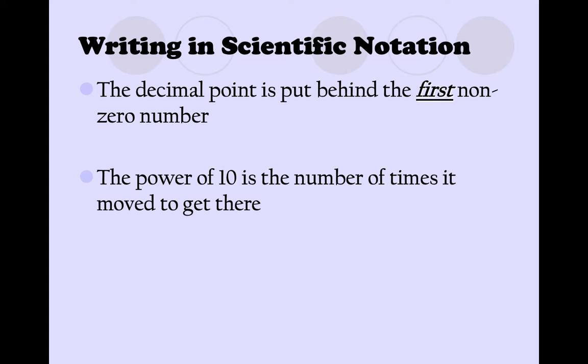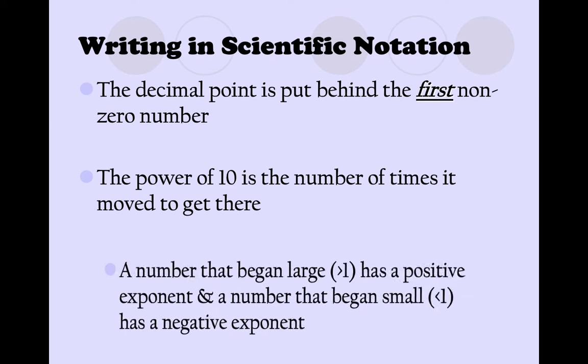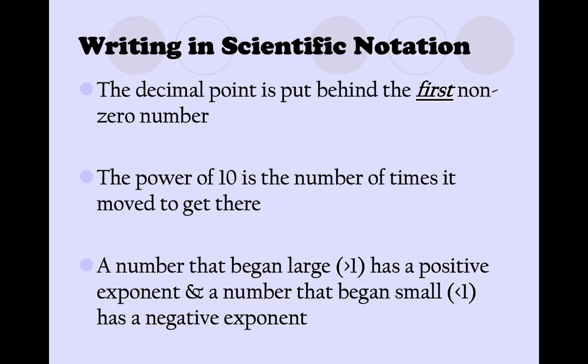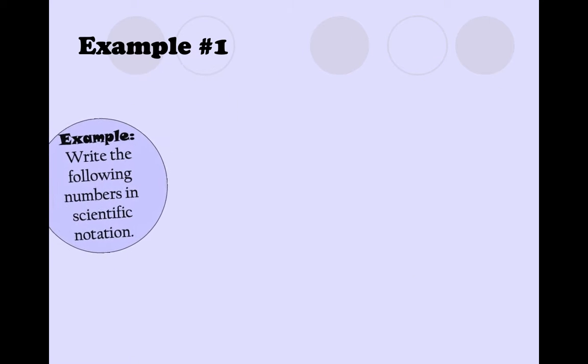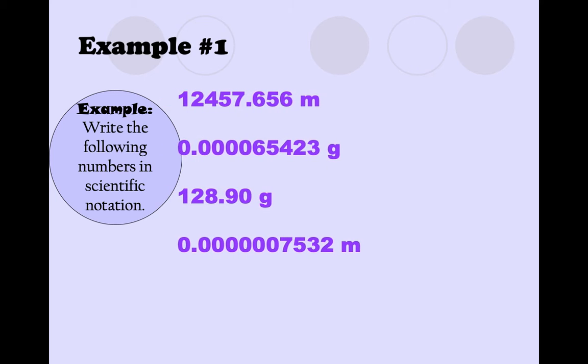Number one is you put the decimal behind the first non-zero. You multiply it by 10, and the number of times you move the decimal point is the exponent. If the number is large, and we are defining large as any number bigger than 1, the exponent will be positive. And if the number is small, defining small as any number less than 1, the exponent is negative. So let's look at an example here.